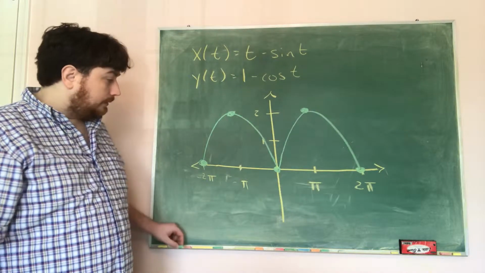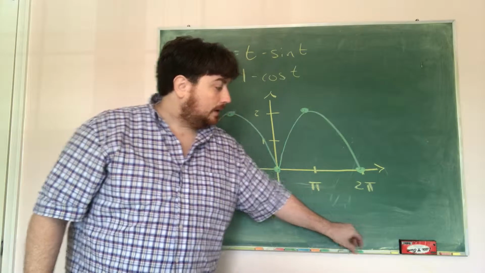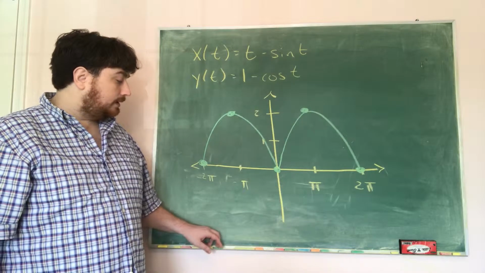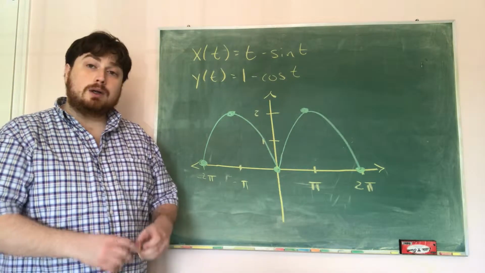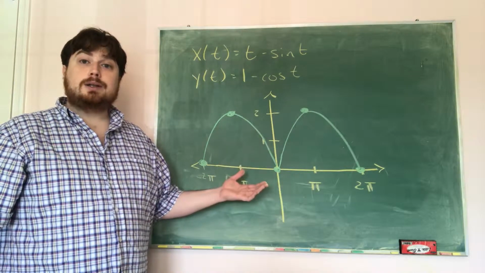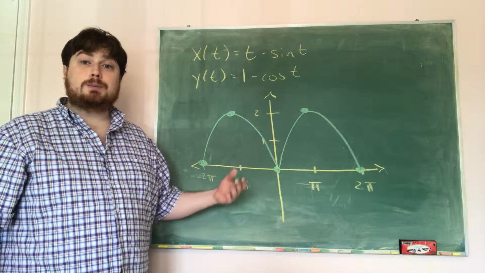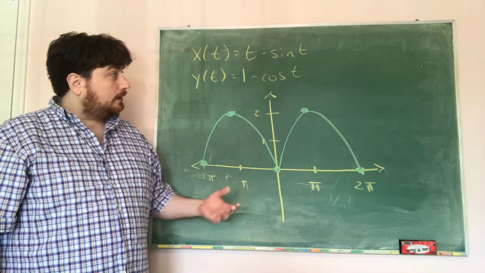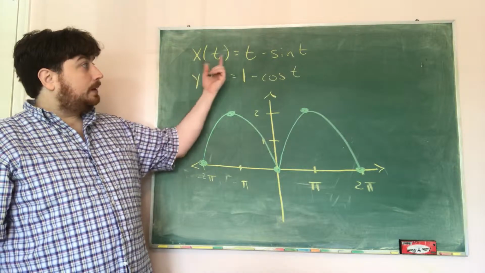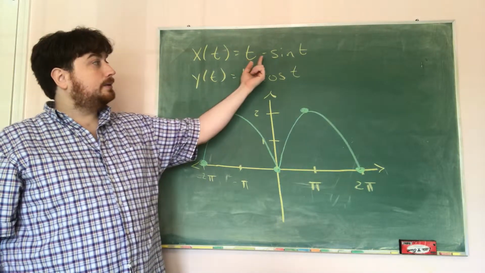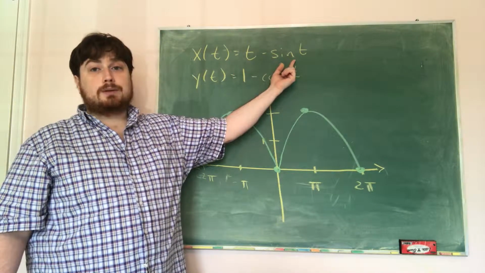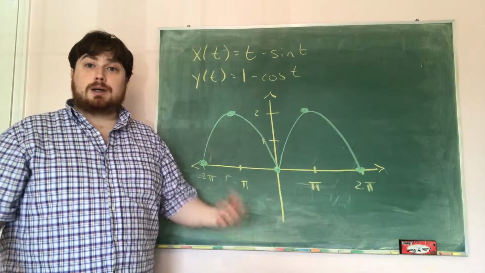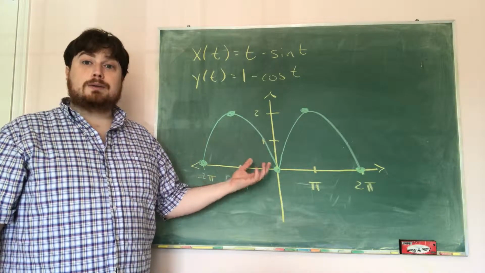Since we need to find the equation of the tangent line at t equals pi over 2, we're going to also draw on the tangent line so that we know roughly what to expect when we get our answer. The idea is that if I let t equal pi over 2, I get pi over 2 minus sine of pi over 2, which is pi over 2 minus 1.